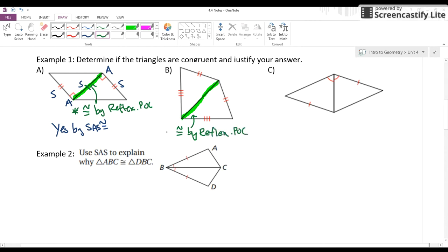And once again, remember, you need to have this in your justification, in your explanation. So since it's congruent by the reflexive property, I've got congruent sides here, congruent sides here, and a third congruent side. So yes, by SSS congruence. Okay, take a look at C. Remember, think about what you need to know.